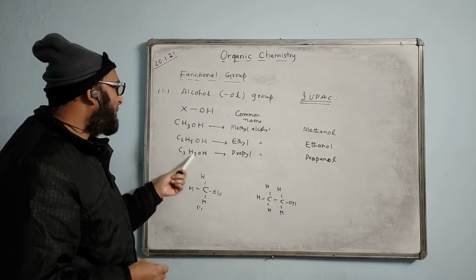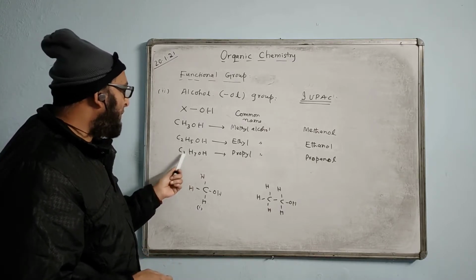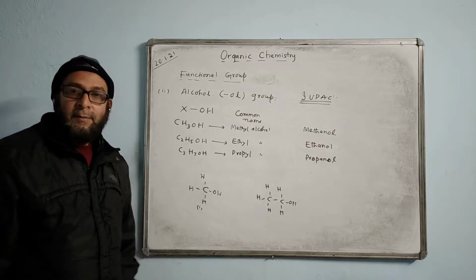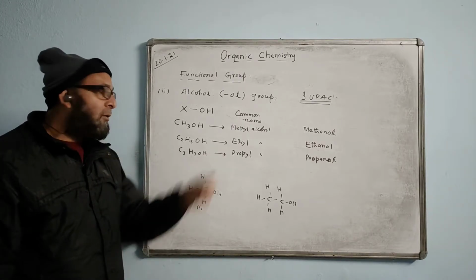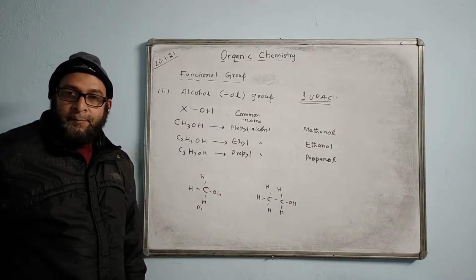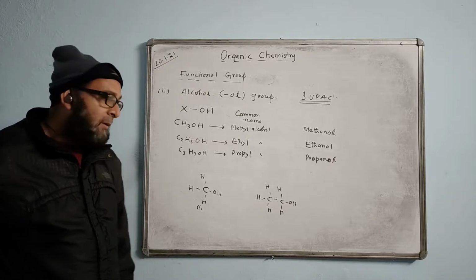Next is C3H7OH. The same way we will do it. Try this one now, propanol. Write down the structural formula of propanol. Do it in your copy and tell me how you have done.